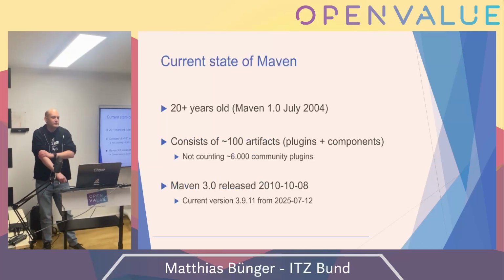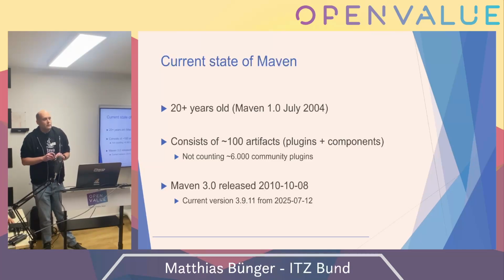Okay, current state of Maven. Maven is more than 20 years old. First major release in 2004. If you consider the beta versions, then it's more than 25 years. Maven itself is not only the Maven application, which literally only runs a life cycle, but consists of tools inside and plugins, and everything that's maintained by the Maven team, literally about 100 artifacts.